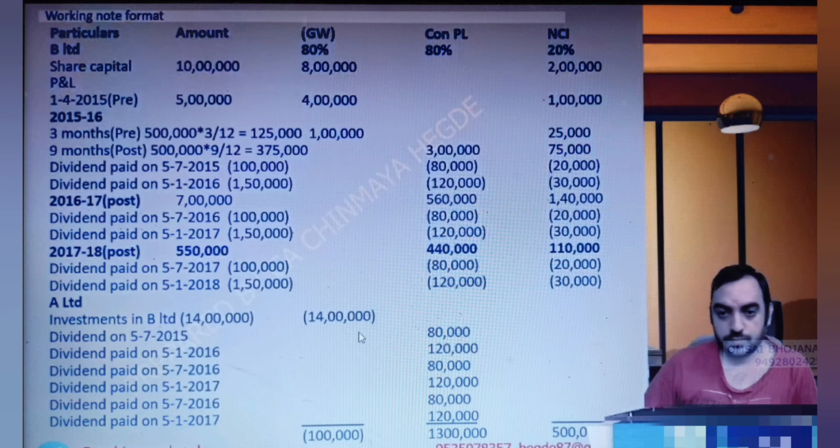And please tell me the total, how much you get. Goodwill 1 lakh, and CONPL 13 lakhs, and NCI I think 5 lakh, right? Please see if the amounts are correct.